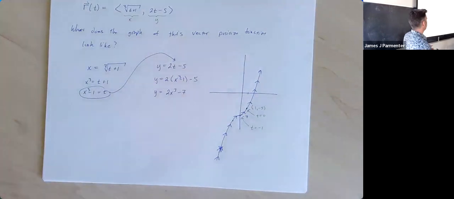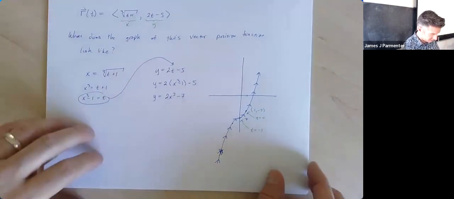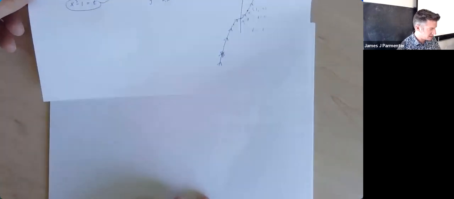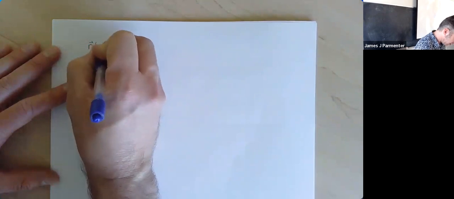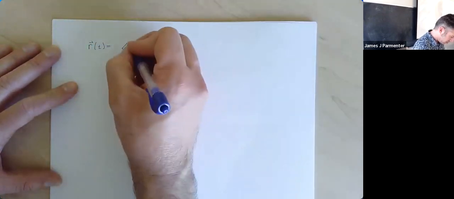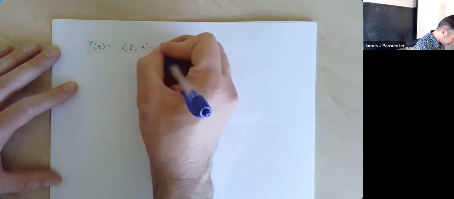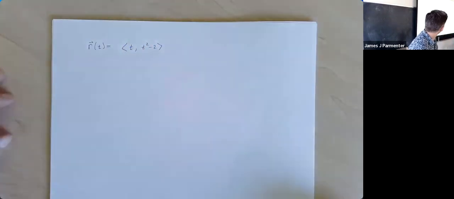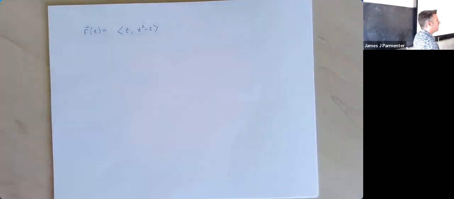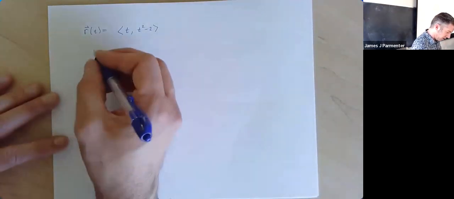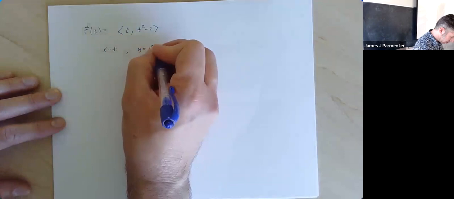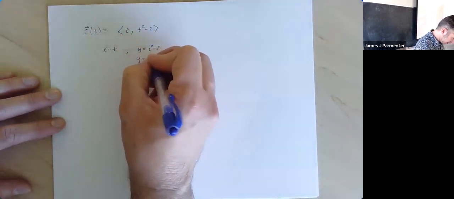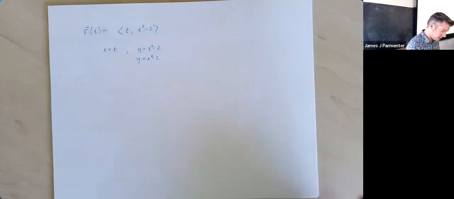Let's do one more, because there's one more thing I thought of that I think is pretty interesting when you talk about these vector valued functions. So let's say we had something very basic, and then we'll make it a little bit harder. Let's say we had some vector valued function like this, r of t equal to t comma t squared minus 2. And this one is about as easy as it gets to graph, because we can just say x equals t, and then y equal to t squared minus 2 becomes y equal to x squared minus 2. And I can definitely graph that parabola.